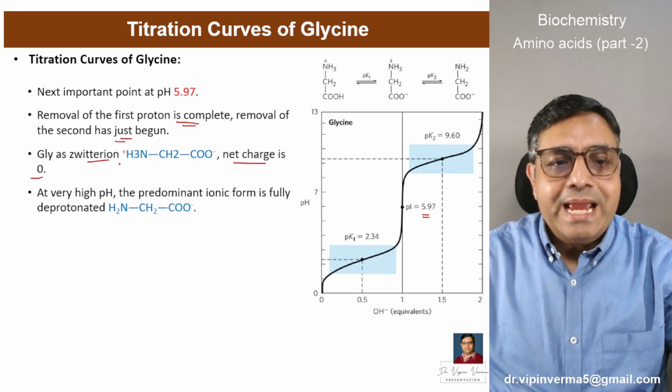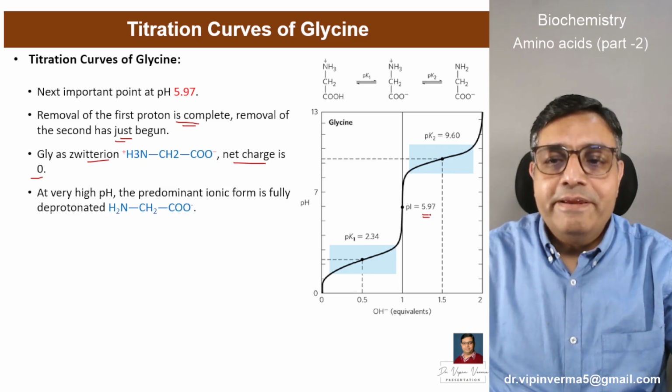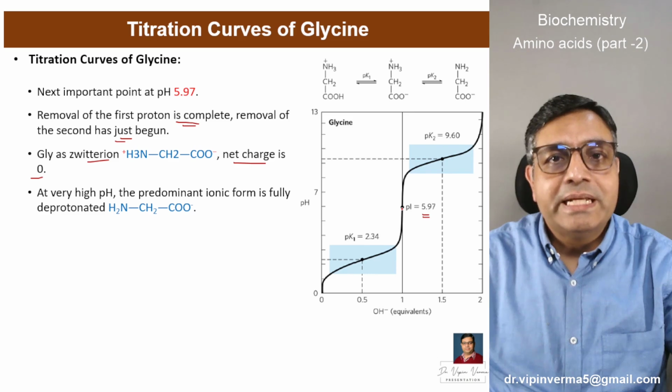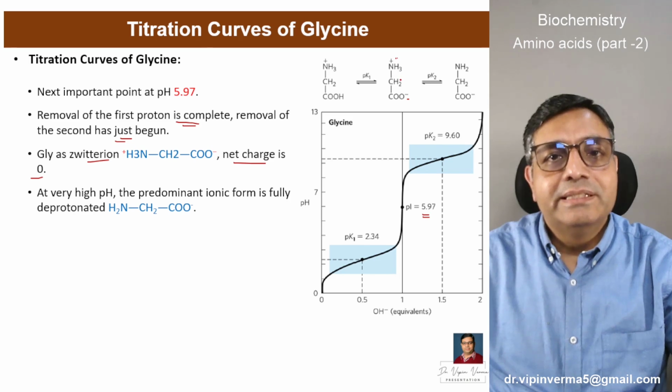And at this particular pI, which is the midpoint, you will see the net charge is 0. Here you can see it has a 1 negative charge and a 1 positive charge, so it becomes a dipolar ion, and that's why the net charge is 0 here.